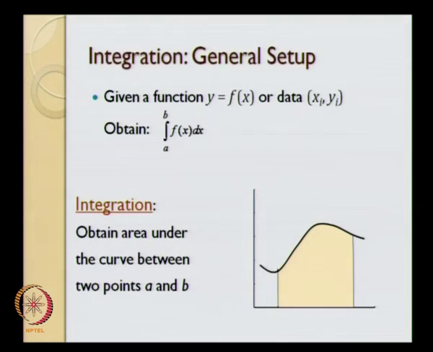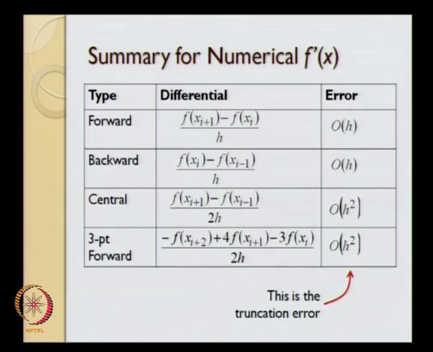And in the integration, the idea is that given a curve f of x, we want to find the area under the curve, which basically is the integral from a to b of f of x dx. So the shaded area is really the area under the curve and the solution to that integration problem. Okay. Then talking about the numerical differentiation, we looked at the forward difference, the backward difference, the central difference scheme. And we saw that the forward and the backward difference schemes for finding df by dx were order h accurate, whereas the central difference scheme was order h squared accurate.